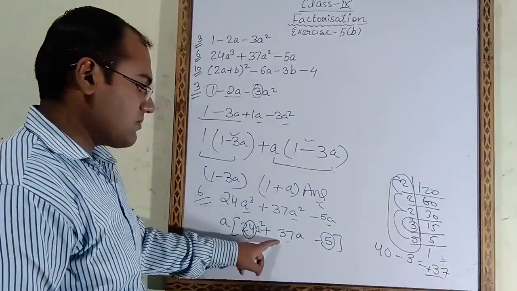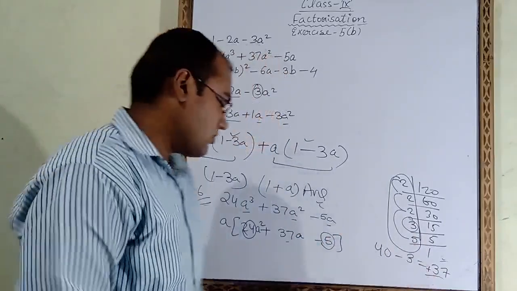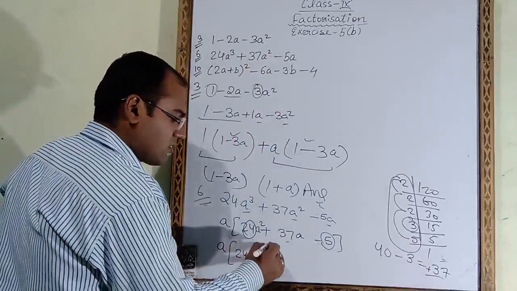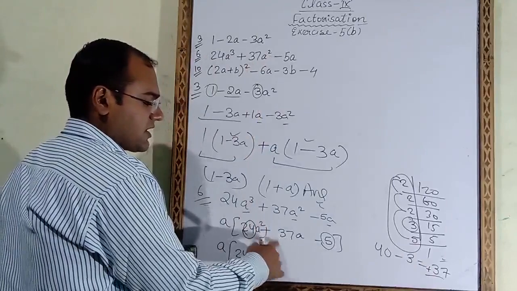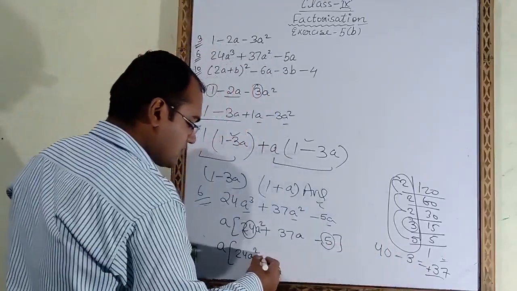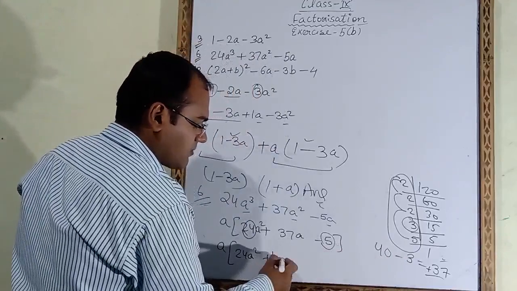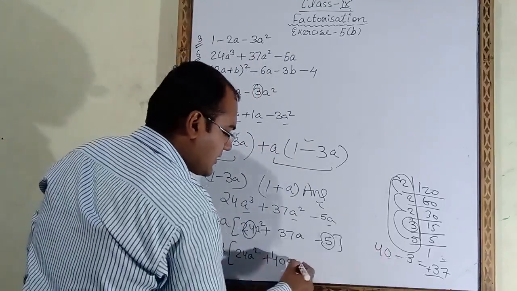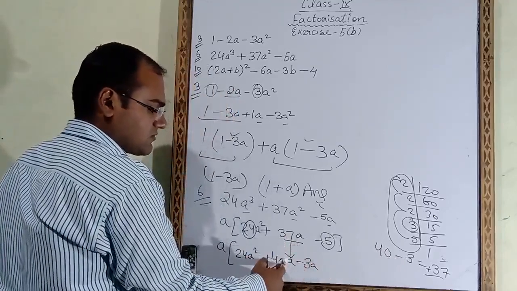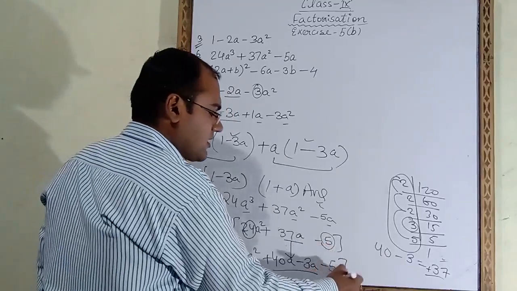So in order to get this plus 37, what we have to do? We have to do 40 minus 3. So a will be as it is. 24a square will also be as it is. This plus 37a we will divide into 2 parts. Instead of 37 we have to write plus 40a and minus 3a. This minus 5 we have to write as it is.